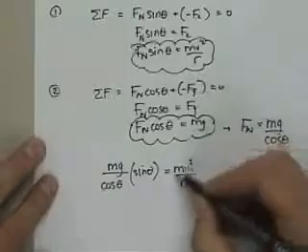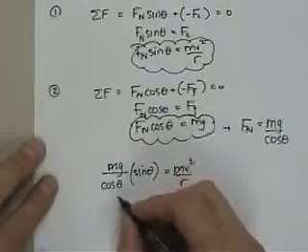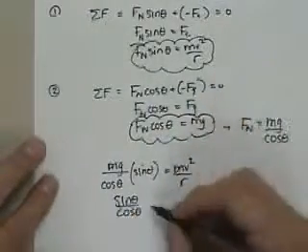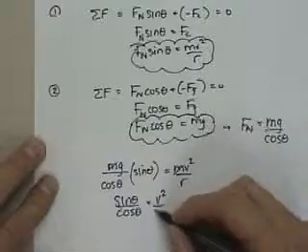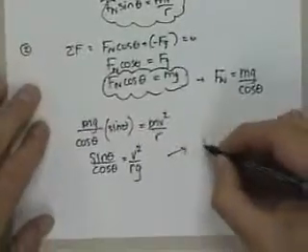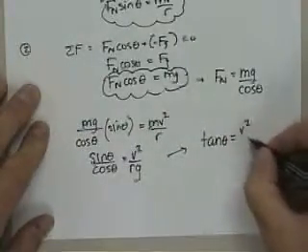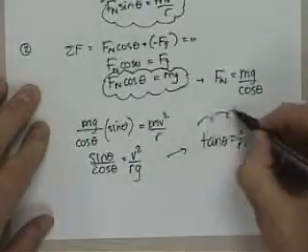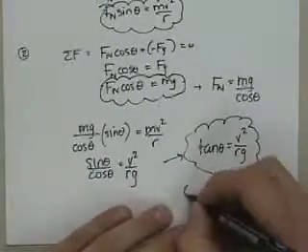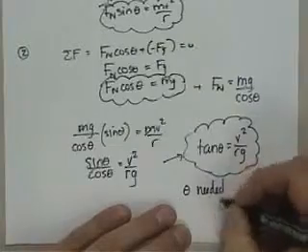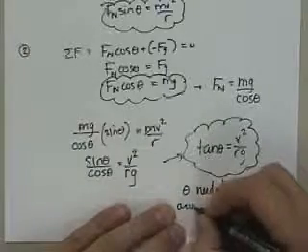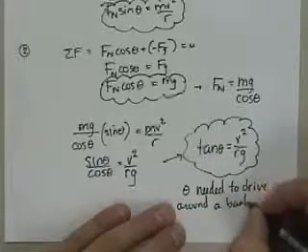Now I'm going to cancel my m's, and I'm going to get sine of theta over cosine of theta. I have a g on top, so I'm going to bring it to the bottom. So that's going to equal v squared over rg. And sine over cosine is tangent of theta. That's v squared over rg. There. That is the formula to use to figure out what kind of a theta is needed so that you're going to drive around a banked curve without sliding.